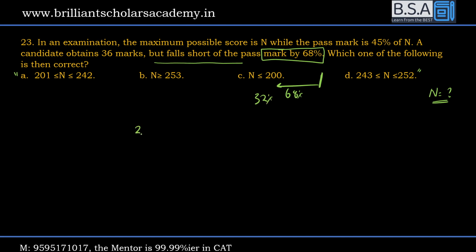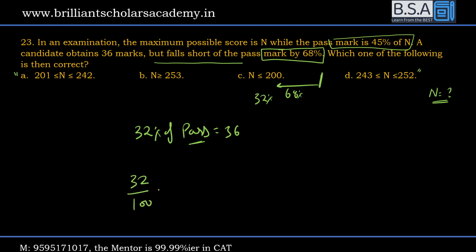So observe, 32 percent of pass marks is equal to 36. And what are pass marks? Pass marks are 45% of n. Can I say 32% of 45% of n is equal to 36? So you have your answer in just 2 steps.